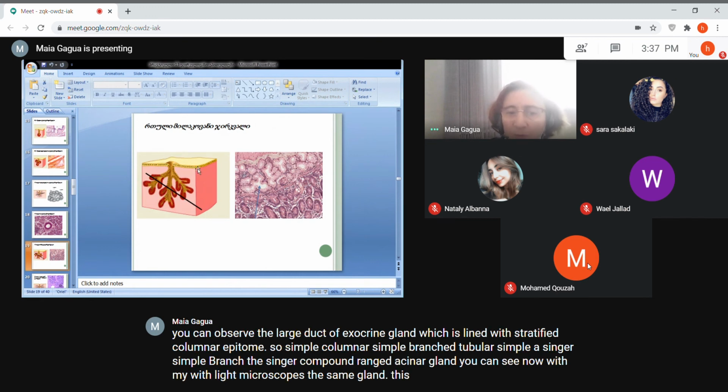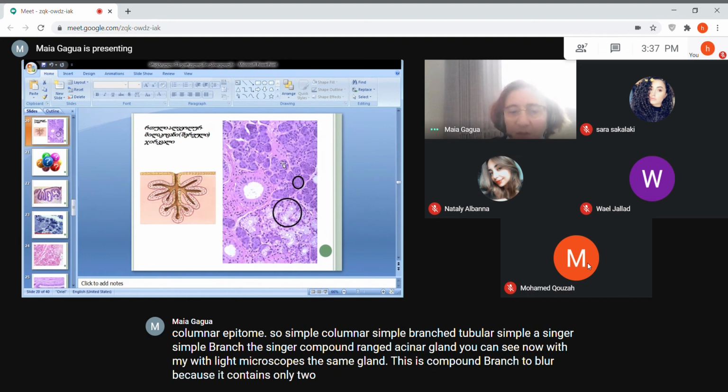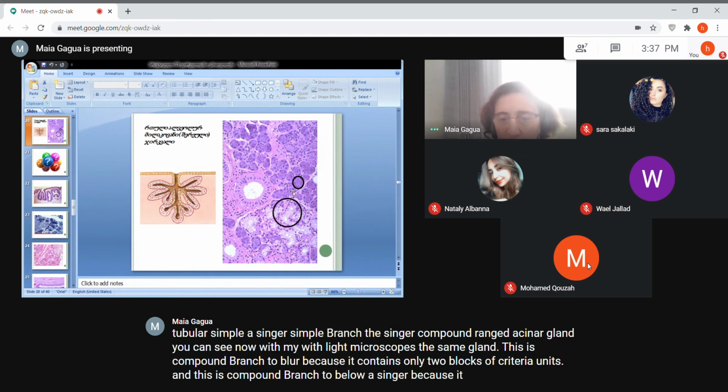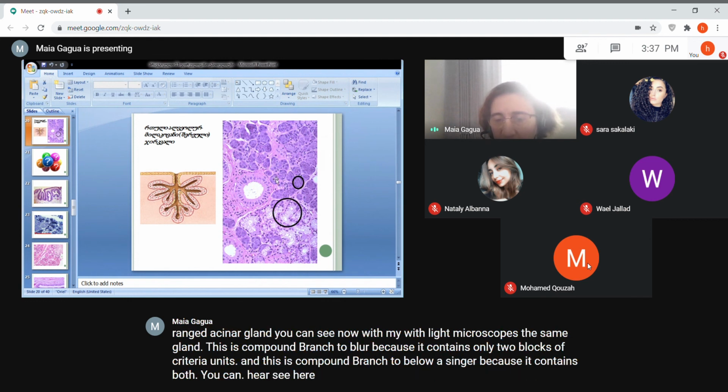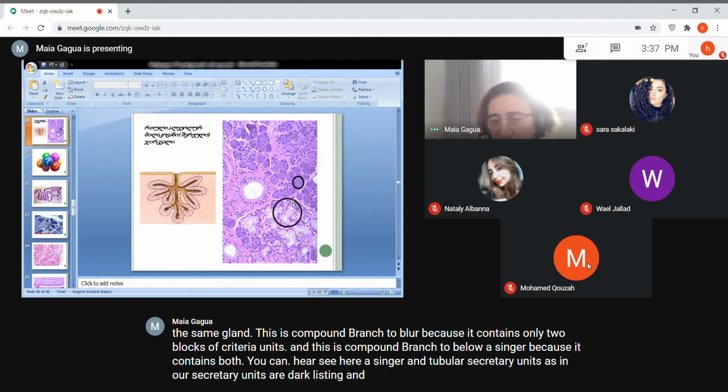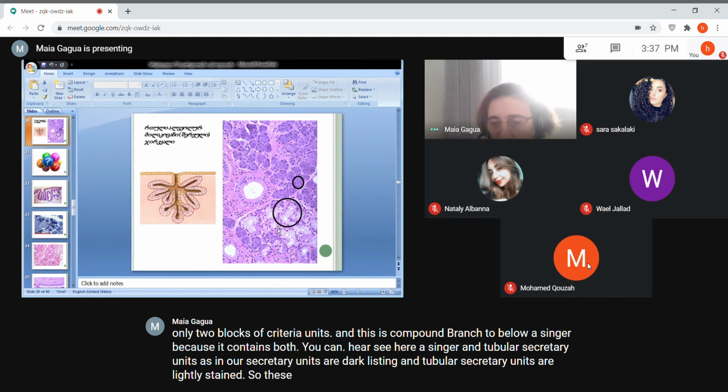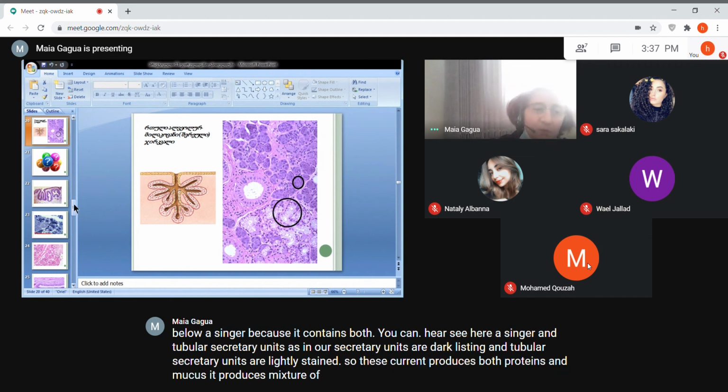This is compound branched tubular because it contains only tubular secretory units. And this is compound branched tubuloacinar because it contains both. You can see here acinar and tubular secretory units. Acinar secretory units are darkly stained and tubular secretory units are lightly stained. So this gland produces both proteins and mucus. It produces a mixture of proteins and mucus. Is it clear now or not?